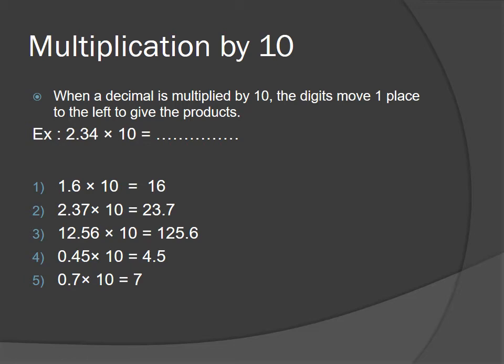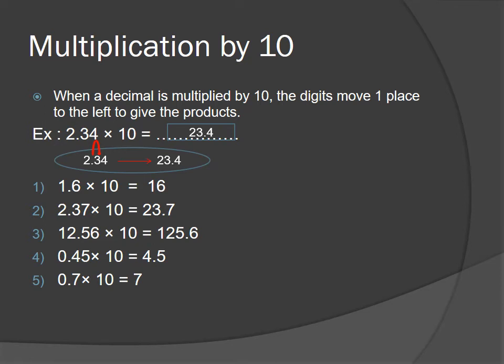Example, 2.34 we have to multiply by 10. It means you have to change the decimal point one place to right. So you can get the answer as 23.4. Next question, 1.6, how to multiply it by 10. It means you want to move the decimal point one place to right. The answer is 16.